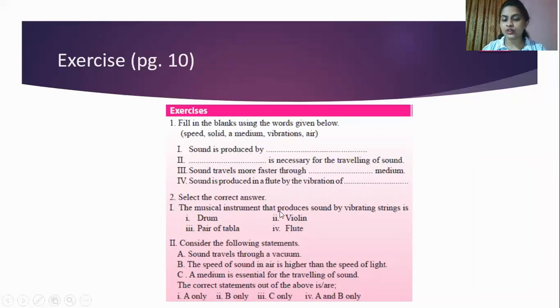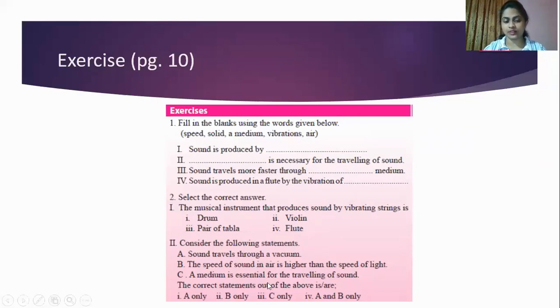We'll go to the second part. The musical instrument that produces sound by vibrating strings is, drum, the pair of tabla, violin or flute. Drum and tabla both produce sound by vibration of the membrane. Flute produces sound by vibrating an air column. So definitely the answer is violin.